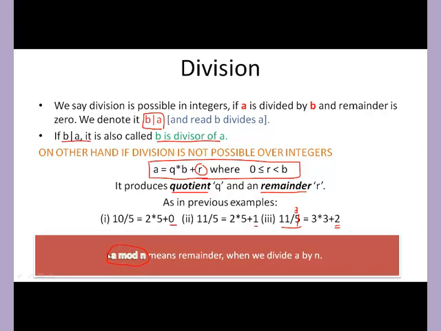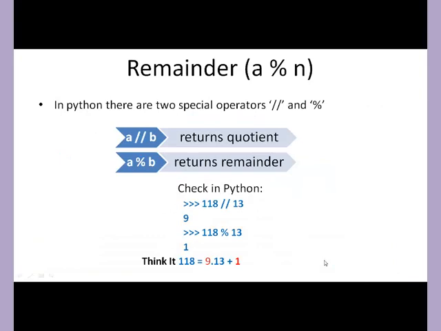Now in future, a mod n means remainder. We denote the remainder by the symbol a mod n when we divide a by n. In some programming languages, instead of writing mod, we use the percentage symbol. This is the same as mod. In Python there are 2 special operators, slash and percentage symbol. When we type a / b, it returns the quotient part, and a % b always returns the remainder part.